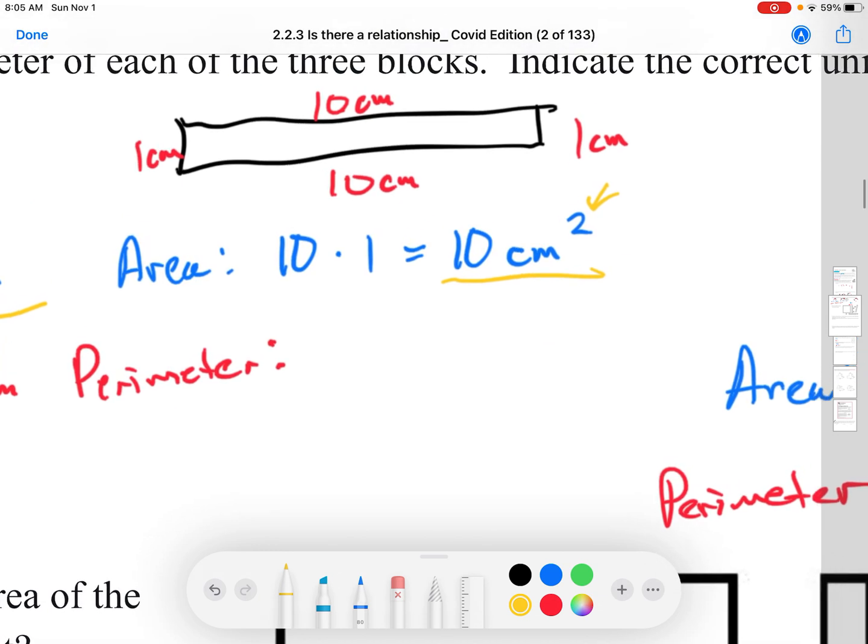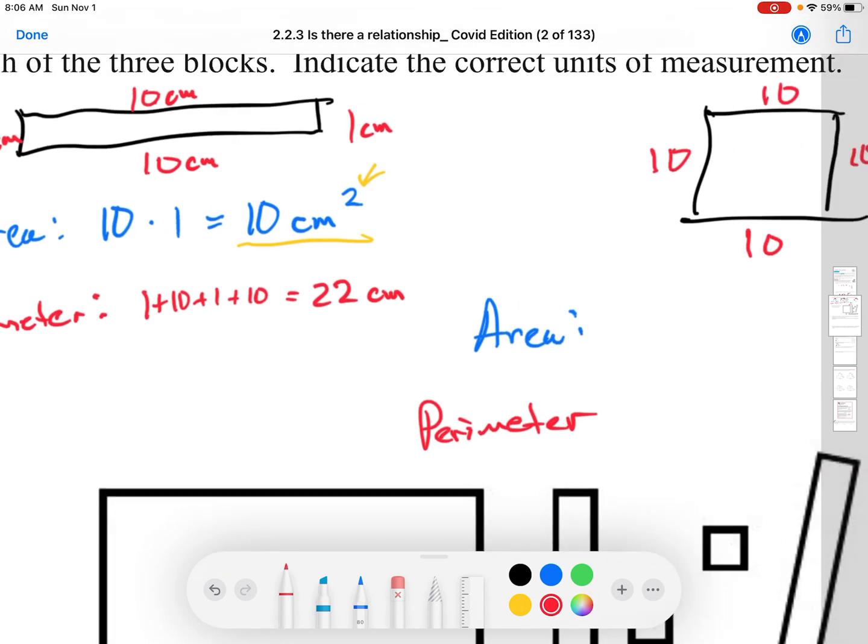All right, so back here to perimeter. Perimeter, again, is adding up all those sides. 1 plus 10 plus 1 plus 10, right? That's going to be 22 centimeters because that's a length, not an area, right? Where we're talking about those individual squares, okay?